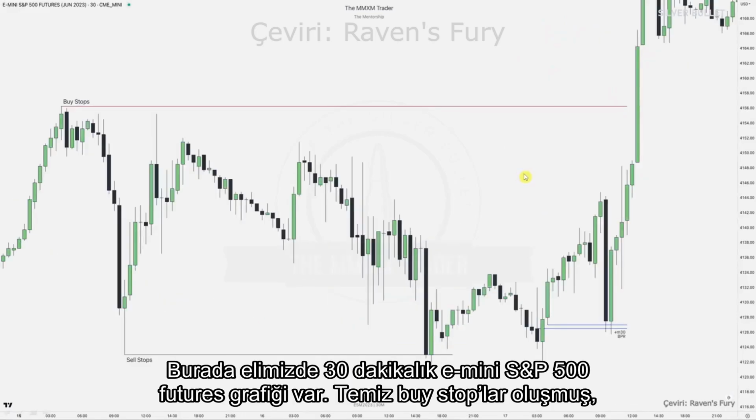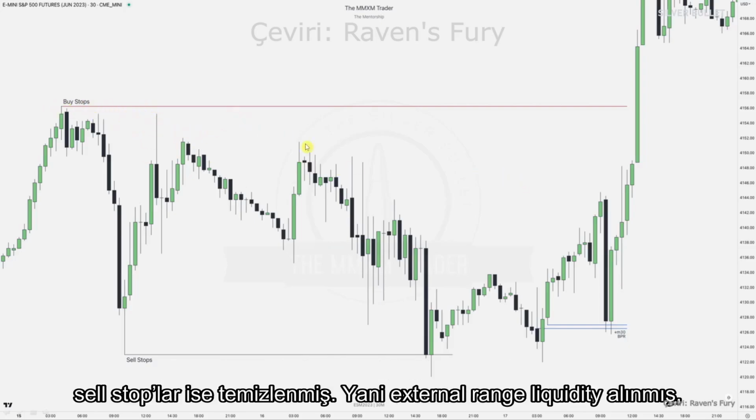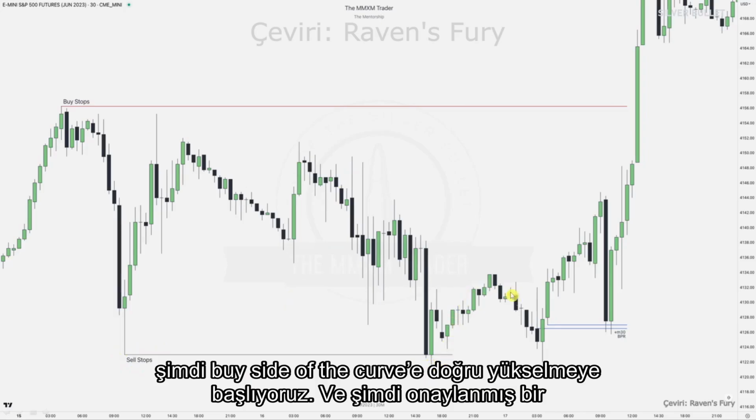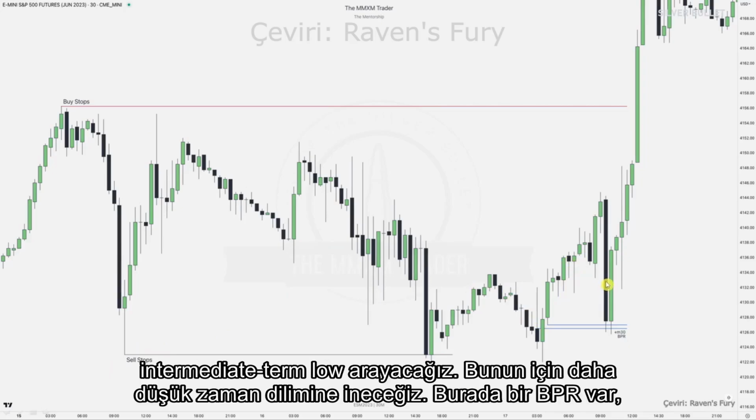Right, so over here we've got an E-mini S&P 500 futures chart on a 30-minute. We've got these clean buy stops formed over here, and sell stops have been raided, right? So we've had external range liquidity been taken. We're starting to move up into buy side of the curve, and now we're going to look at a confirmed intermediate term low, right? And we'll dive into the lower time frame for this.